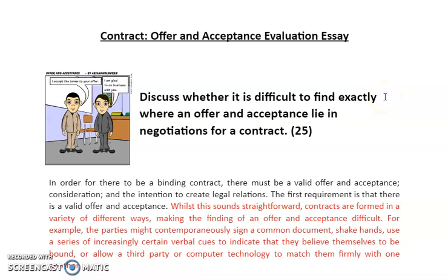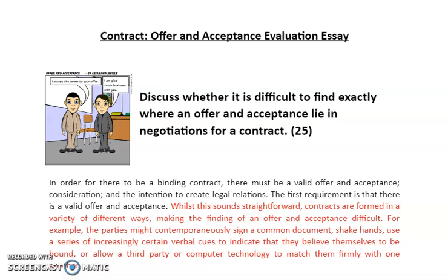Now I'm looking at the Eduqas board for this particular one, so this question would be out of 25 marks if you were with Eduqas, and it would be on component 3 or exam 3. The questions can be phrased in any way really, but they'll all typically come down to, when you're looking at offer and acceptance, being asked to discuss whether it's difficult to find precisely where an offer and acceptance has occurred in a contract.